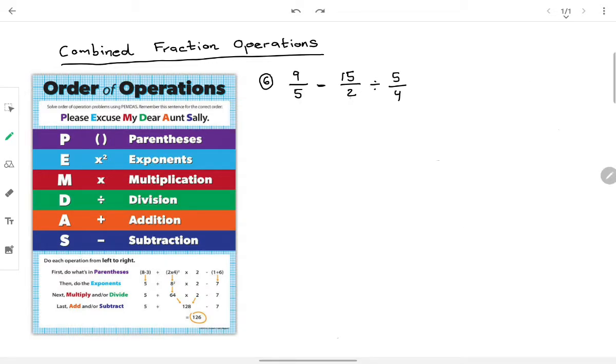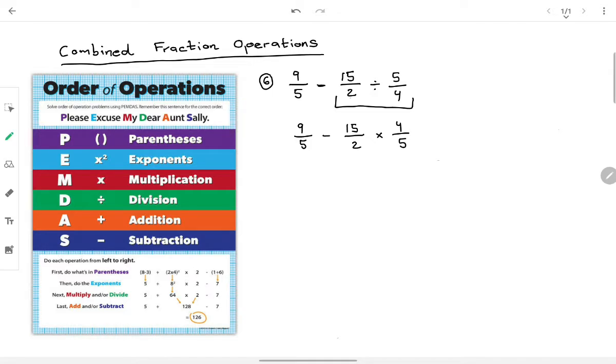So let's see this example. Remember, we don't need to always start from left to right. Remember, we need to look for the order of operations. In this case, we need to start with the division and then do the subtraction. So in this case, remember, we can transform a division into a multiplication. So we will have 9/5 minus 15 halves multiplied by 4 over 5.